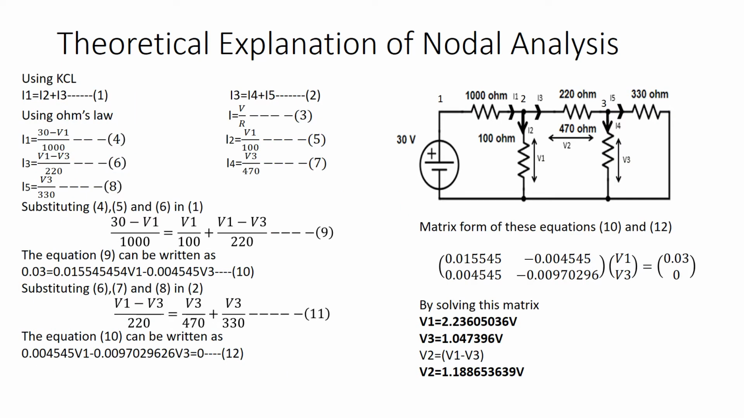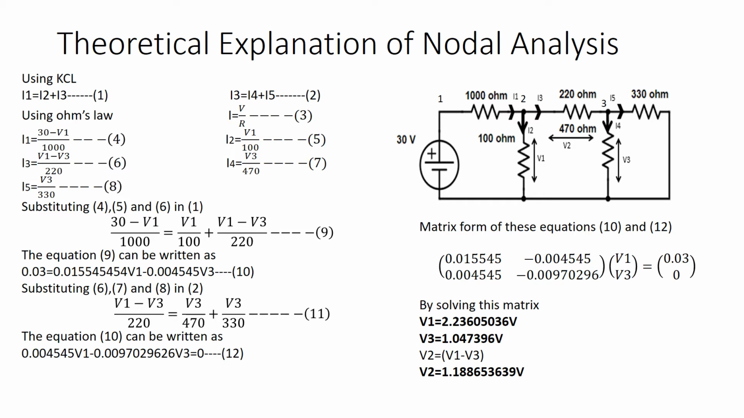Here is a theoretical explanation of nodal analysis. In the given circuit we have three nodes, node 1, node 2 and node 3. We are going to find the node voltages using nodal analysis. For node 1 we already know it is 30 volts, as it is given as the source voltage. Node 2 and node 3 we are going to find. The voltage of node 2 is V1 and the voltage of node 3 is V3. The voltage across the 220 ohm is the node 2 voltage minus the node 3 voltage, that is V1 minus V3.